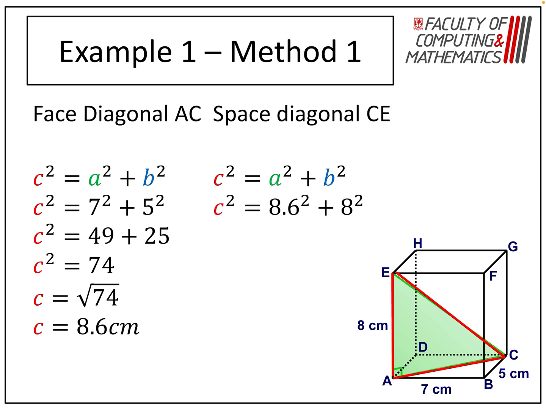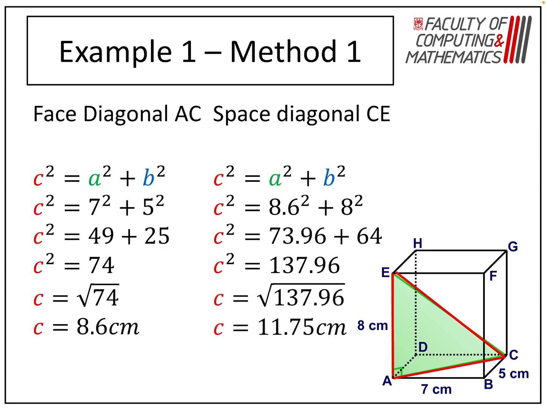So that's going to be 8.6 squared plus 8 squared, 73.96 plus 64. Which is going to give us 137.96, but again that is not the value of the space diagonal, that is the space diagonal squared, so we square root that and we get 11.75 centimeters.